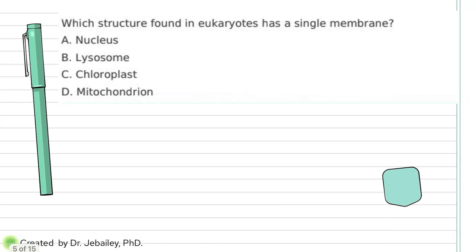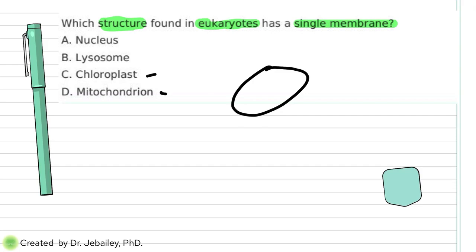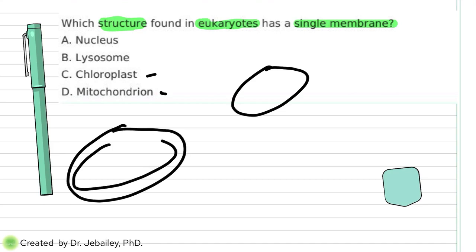So, which structure is found in eukaryotes? Now they want to know about a structure found in eukaryotes that has a single membrane. When we say single membrane, we are basically talking about having one layer, just one layer like this. Let's start by discarding. We know that chloroplasts and mitochondria have two layers. A chloroplast is right here. It has the outer membrane and the inner membrane. So you can see these are two membrane layers, right?